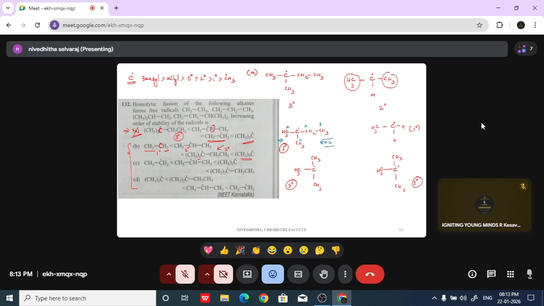And this one? 9, ma'am. 9 alpha hydrogens. So which is more stable? The free radical with 9 alpha hydrogens, right? Yes, ma'am. So the second option seems to be the right one, because this is also tertiary, but this has 9 alpha hydrogens and this has 8 alpha hydrogens. And this is secondary, and this primary is the least stable. So the answer is the second option.